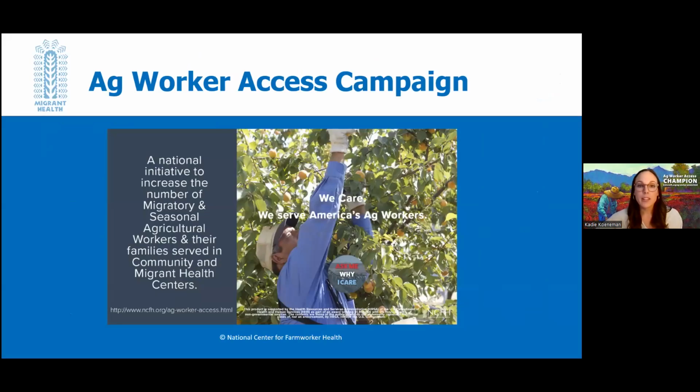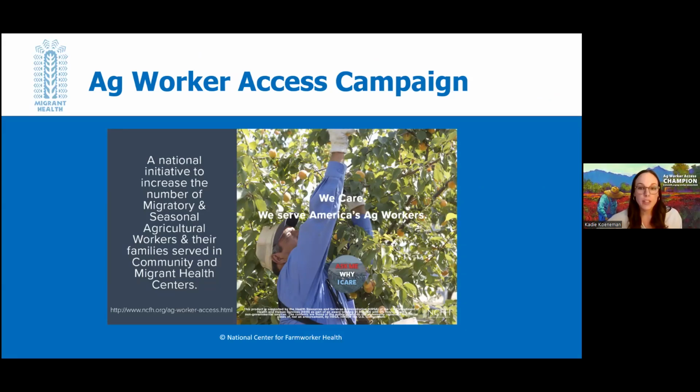The Ag Worker Access campaign was launched in 2015 as a joint effort by the National Center for Farmworker Health and the National Association of Community Health Centers, NACHC. We, along with health center staff and other ag worker advocates, knew that more could be done to increase access to quality healthcare for America's agricultural workers and their families. The result was the Ag Worker Access campaign.